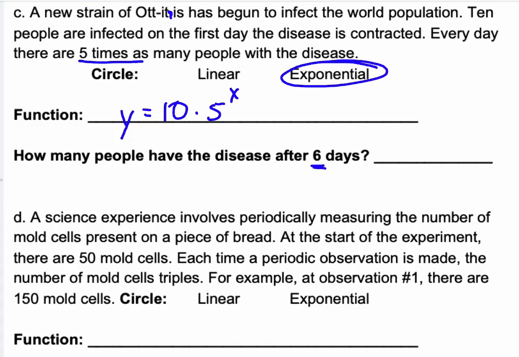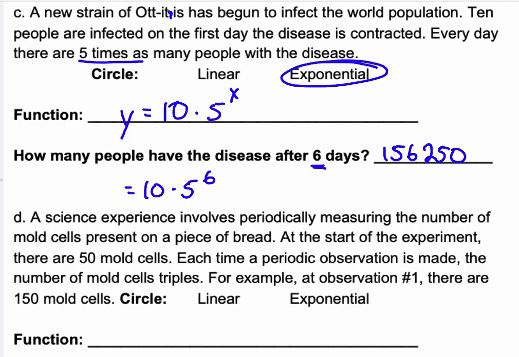We want to know how many would be after 6 days. So 10 times 5 to the 6th. And that would give me a whopping 156,250 people would have the disease after just 6 days. Think about that, going from 10 to 150,000 in that short amount of time.